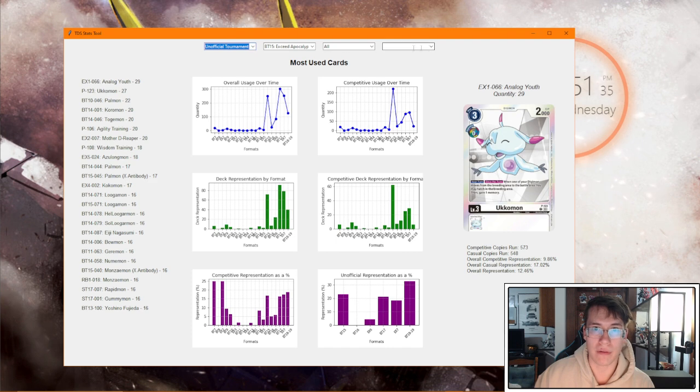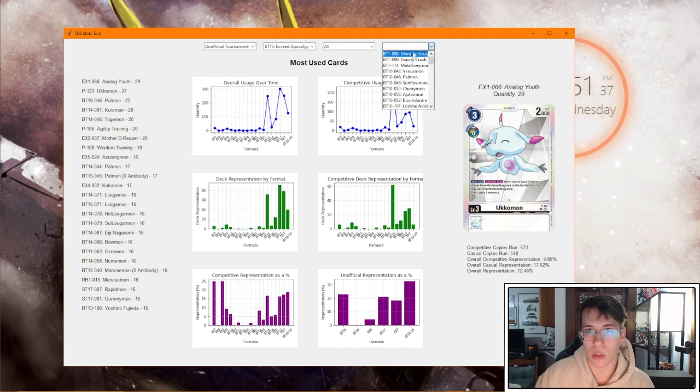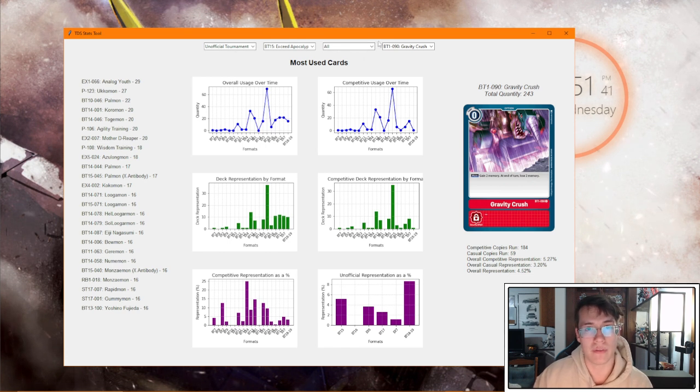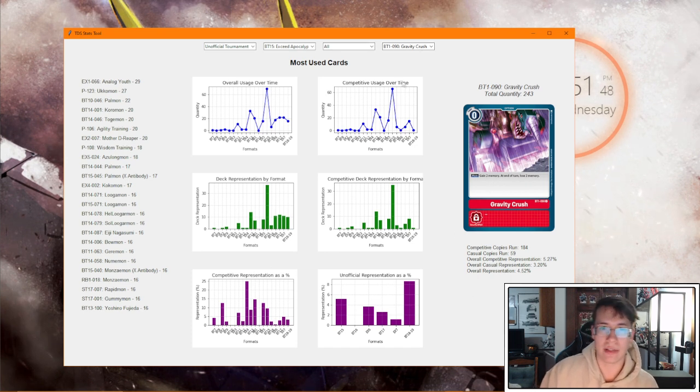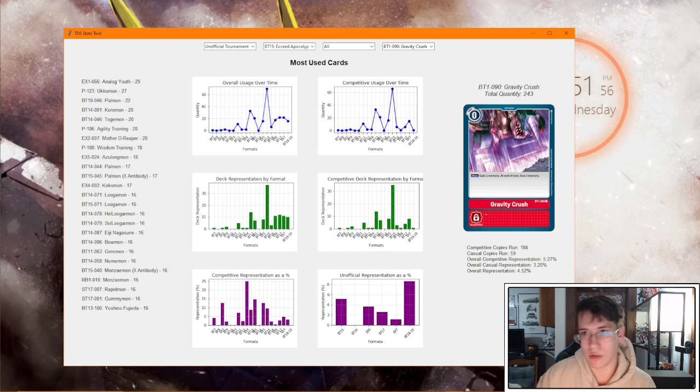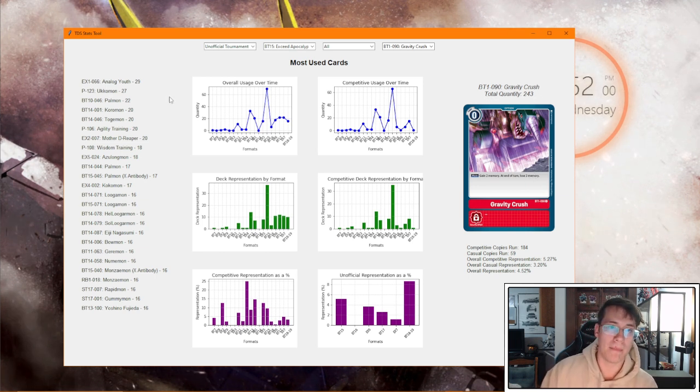Moving on from our filters, we can in fact search for cards. We can search Gravity Crush, and what this does is this is going to ignore all of your filter parameters. You can think of everything on the left as a separate item from these graphs and these charts. When you search a card, it's going to generate these graphs, generate these usage statistics on the bottom left there, bring up an image of the card you're looking at, and then give you a total quantity. This is just the number of cards played. We'll go over the graphs briefly.